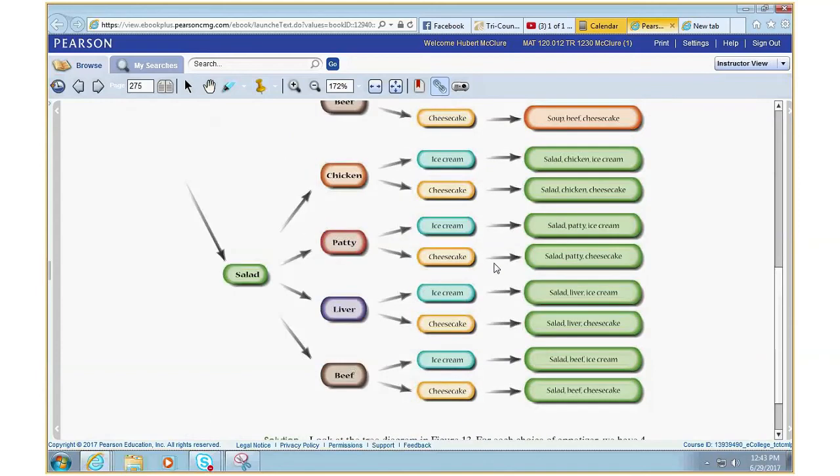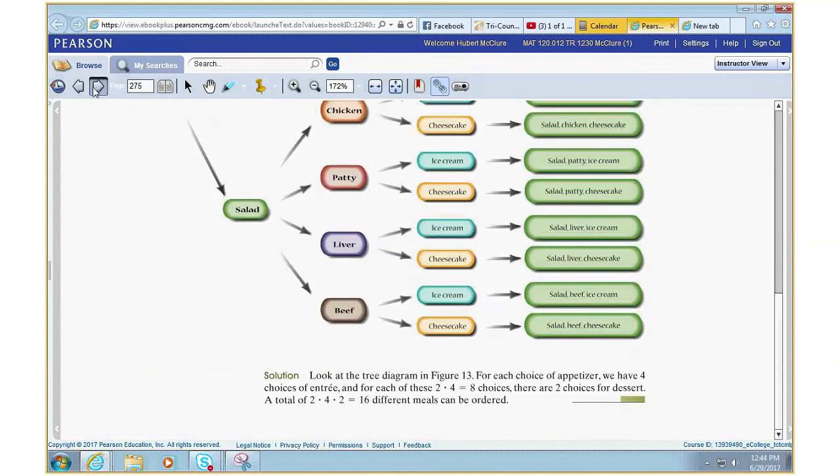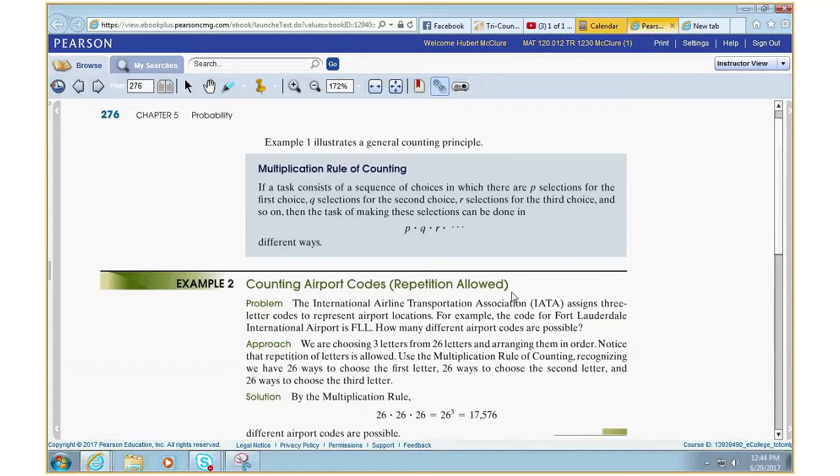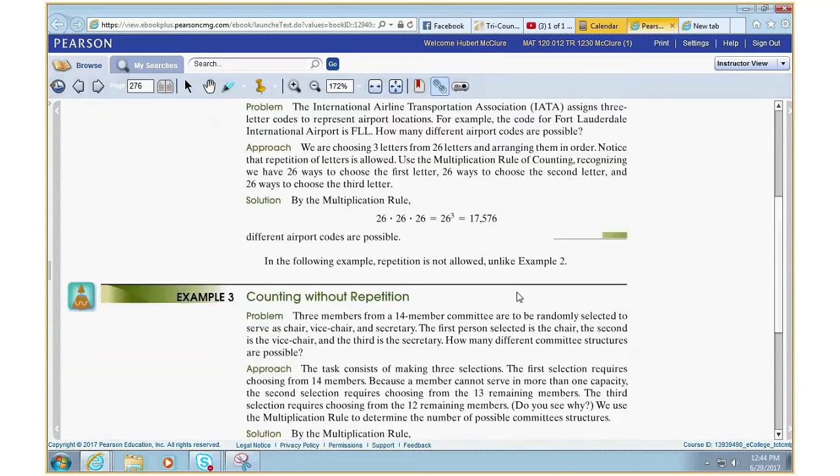We ever get by all the pictures and everything. There we go. Factorial. There we go.